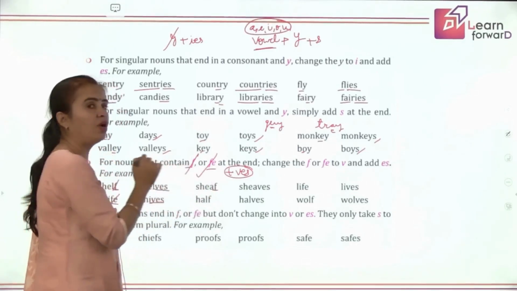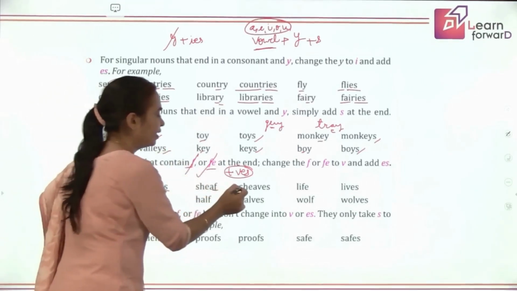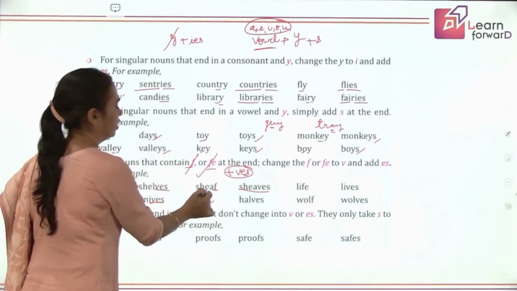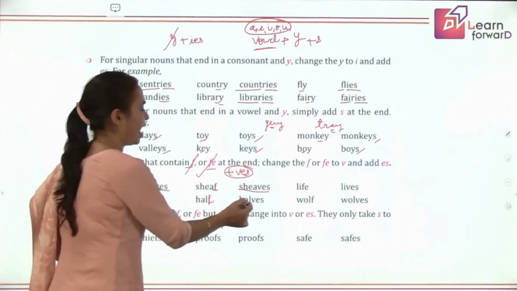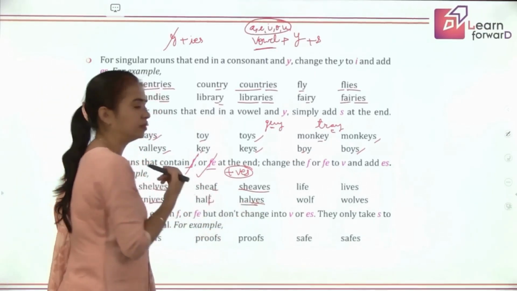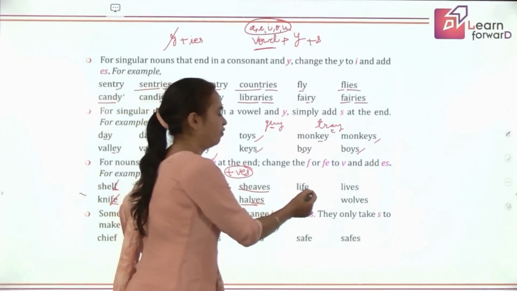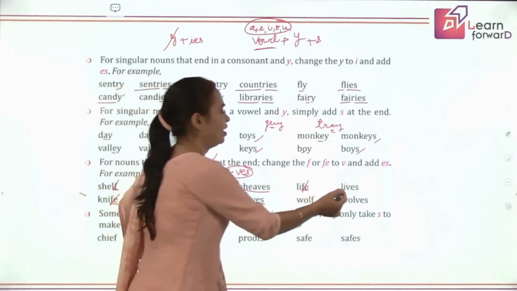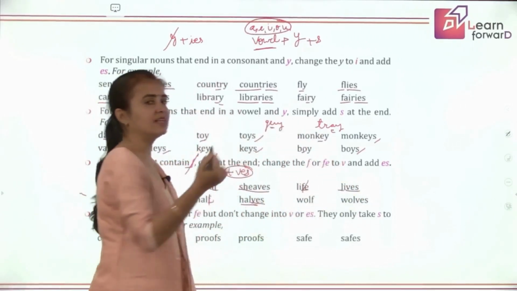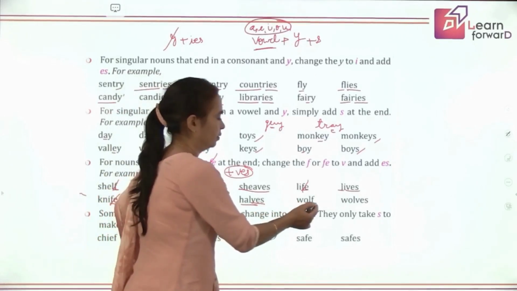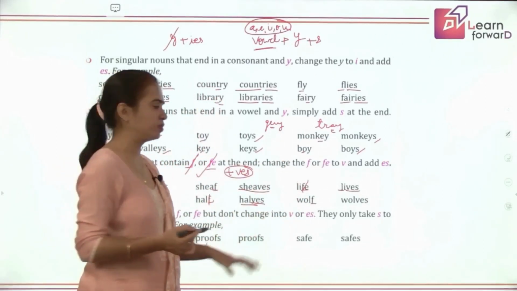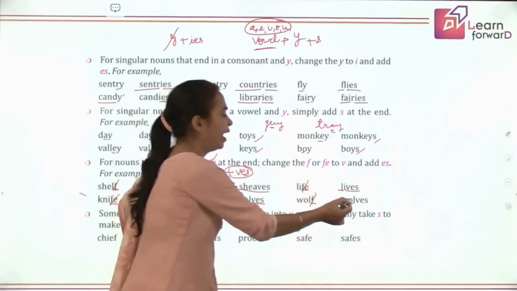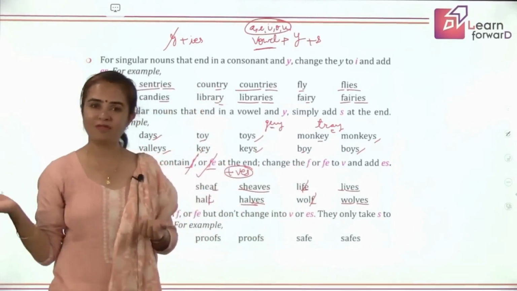Sheaf, you drop out F. And you get sheaves, VES is added. Half, drop out this F and add VES, halves. Next, life, drop out this FE and what you get is very good, LI and VES is added. Wolf, F is dropped. So leave this, you are left with wol and add VES, you get the plural wolves, right?